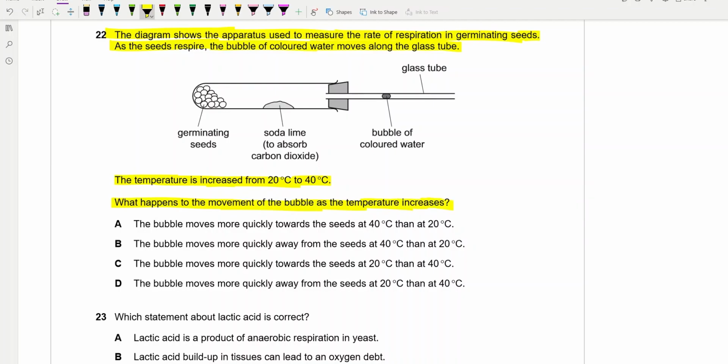So, as the germinating seeds start to respire at a higher rate, more CO2 would be used. So, soda lime would absorb more CO2. So, the answer would be option A. The bubble moves quickly towards the seeds at 40 degrees than at 20 degrees Celsius.